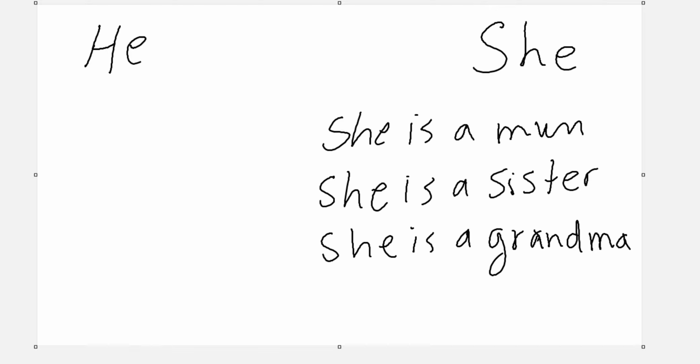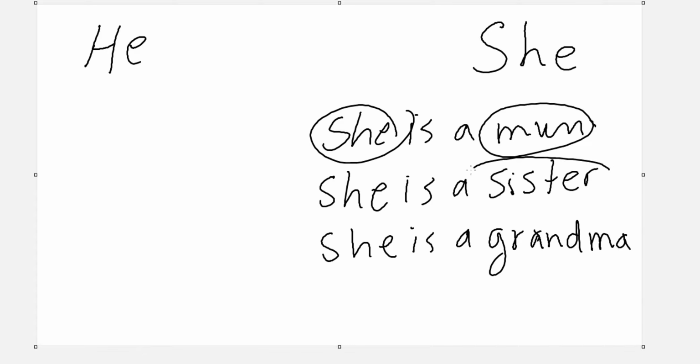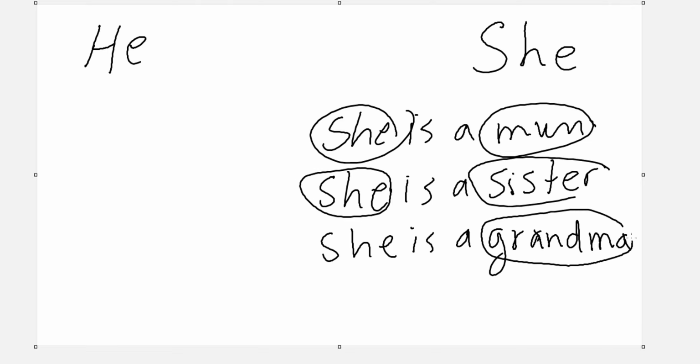Okay? Good. So, mom is a female. So we used she. Sister is a female. So we used she. Grandma is also a female, so we used she. We use she when we are talking about females or girls.